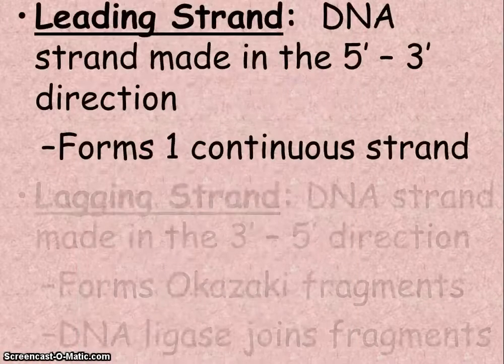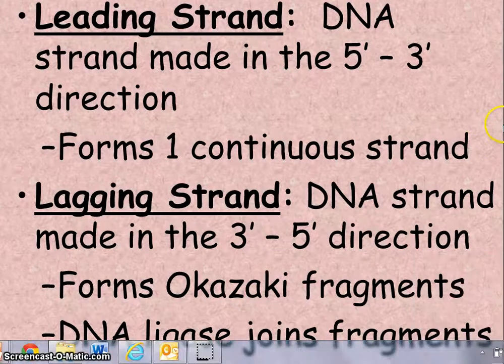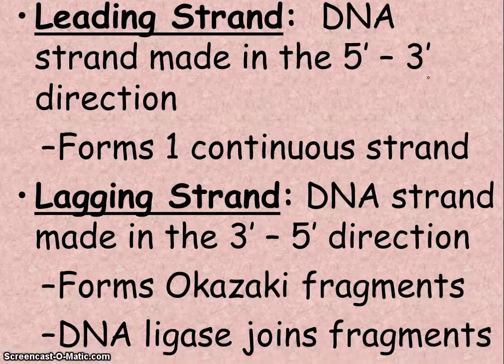Okay, so we have two types of strands. We have a leading strand and we have a lagging strand. The leading strand is the DNA strand that is made in the 5' to 3' direction. It is going to form a continuous strand. Now, the DNA strand that's made in the 3' to 5' direction makes what are called Okazaki fragments. So they need an enzyme called DNA ligase to join the fragments because it is going in the opposite direction. And every time the DNA unwinds, it exposes more bases, and that is what causes the fragments to be made.